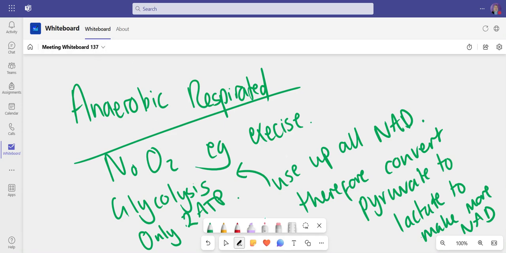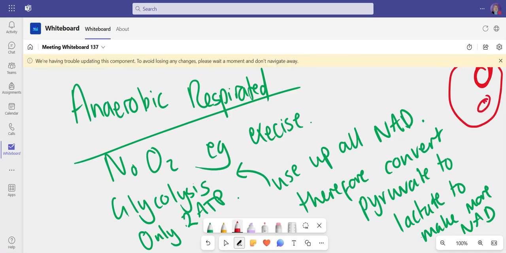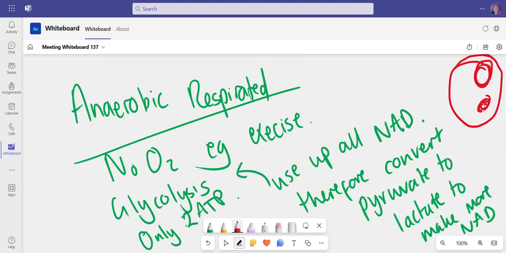The last thing is, where does all of this happen? So if this is our cell, the temptation is to always think that respiration happens in the mitochondria. But you might remember that actually the only bits that happen in the mitochondria are stages 2, 3, and 4. Stage number 1, glycolysis, actually happens in the cell's cytoplasm. So anaerobic respiration does not happen in the mitochondria, it happens in the cytoplasm.